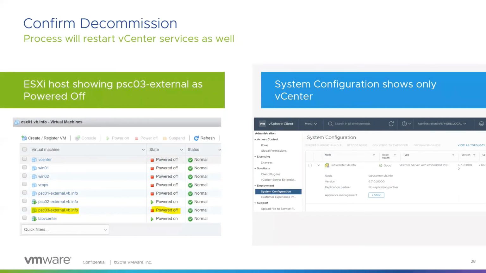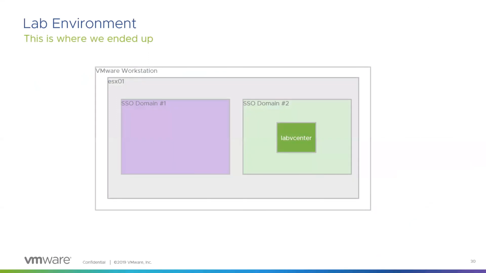So that's the process of moving from one SSO domain, where we had a vCenter and two platform services controllers, to another SSO domain where we had a vCenter and a platform services controller. Then we gobbled that up and decommissioned it. Now that vCenter has moved from one domain to another. We no longer have platform services controllers, and it's all being provided by one vCenter server.